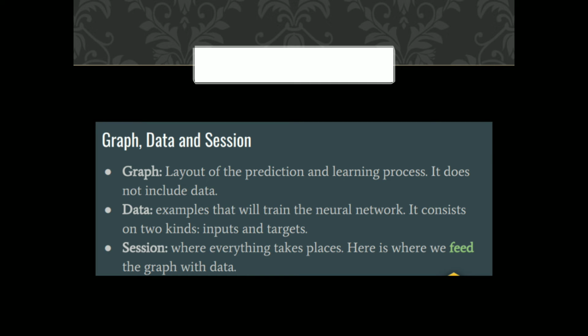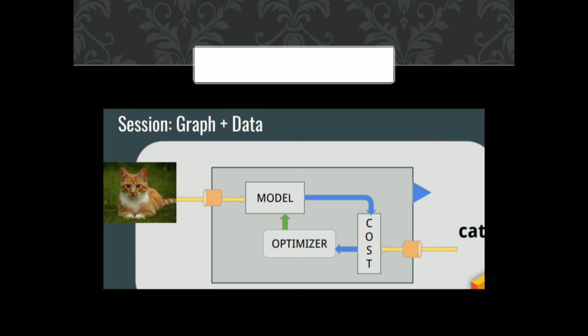Data: examples that will train the neural network. It consists of two kinds, inputs and targets. Next one is session, where everything takes place. Here is where we feed the graph with data. Session is nothing but graph plus data.